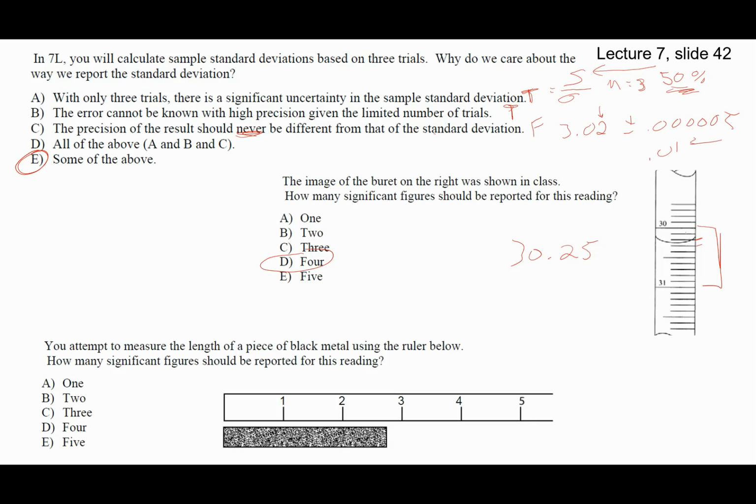You attempt to measure the length of a piece of black metal using a ruler. How many significant figures should we report for this reading? Well, let's see. It's definitely bigger than 2, but not up to 3, so it would be 2. And then I don't know, 7? Right, that's the best you can do. You can't say 7.5, you can't do anything else, right? The first number that's not delineated is the decimal, right? The 0.2 and the 0.3 have lines, but the 0.7 doesn't. So the best we can do for this would be 2.7 or 2.8, and that would be 2 sig figs.